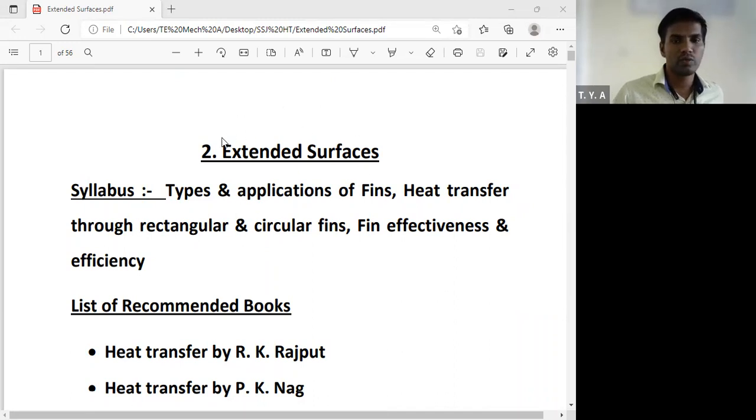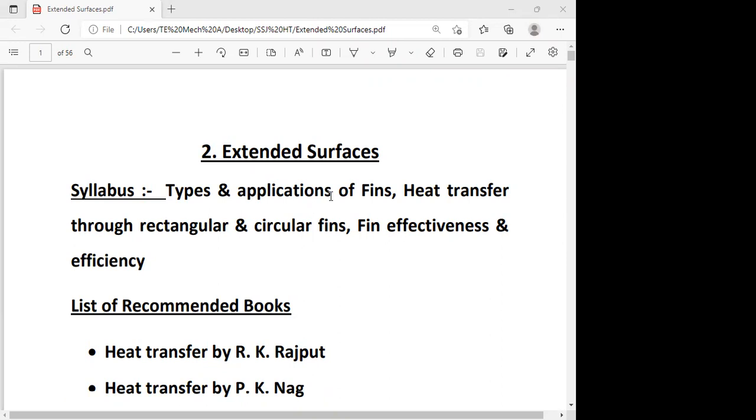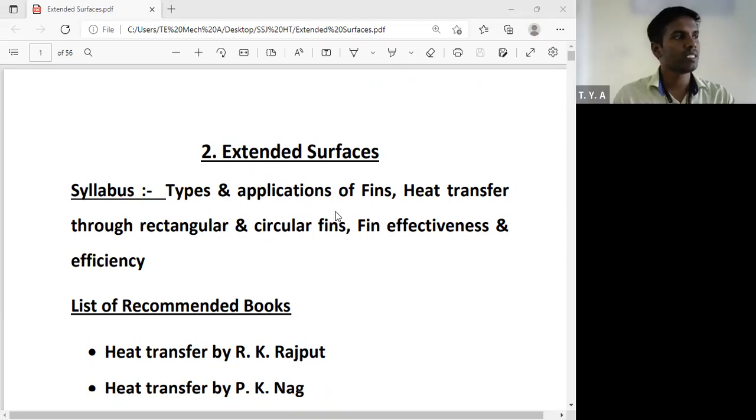So in yesterday's lecture we started unit number 2, that is extended surfaces. Can anyone tell me what are the applications of the extended surfaces? Applications where we have to use the extended surfaces: electric motor bodies, refrigerator, air conditioning. What are the other applications of the extended surfaces?